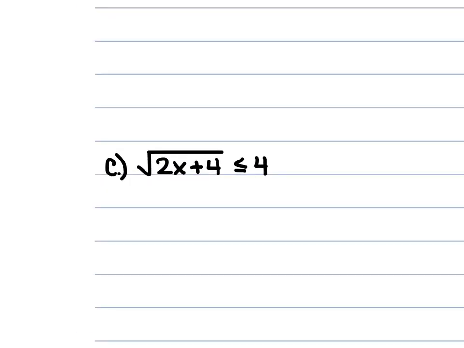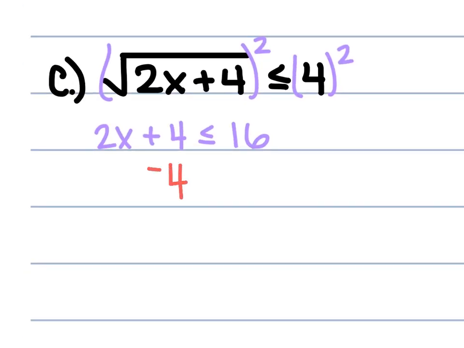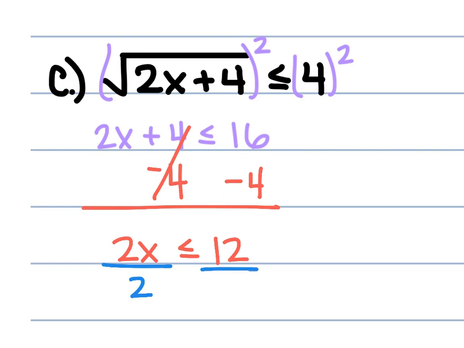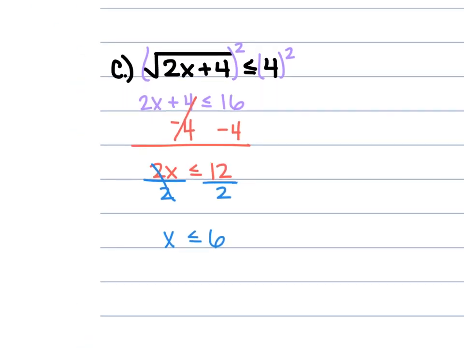For C, we have the square root of 2x plus 4 is less than or equal to 4. So we are going to square both sides to start. So this is going to be 2x plus 4 is less than or equal to 16. Move the 4 over by subtracting it. We have 2x is less than or equal to 12. Then divide each side by 2. We have x is less than or equal to 6. Less than or equal to, you can plug 6 in. 2 times 6 is 12. 12 plus 4 is 16. The square root of 16 is 4. 4 is less than or equal to 4. Good.